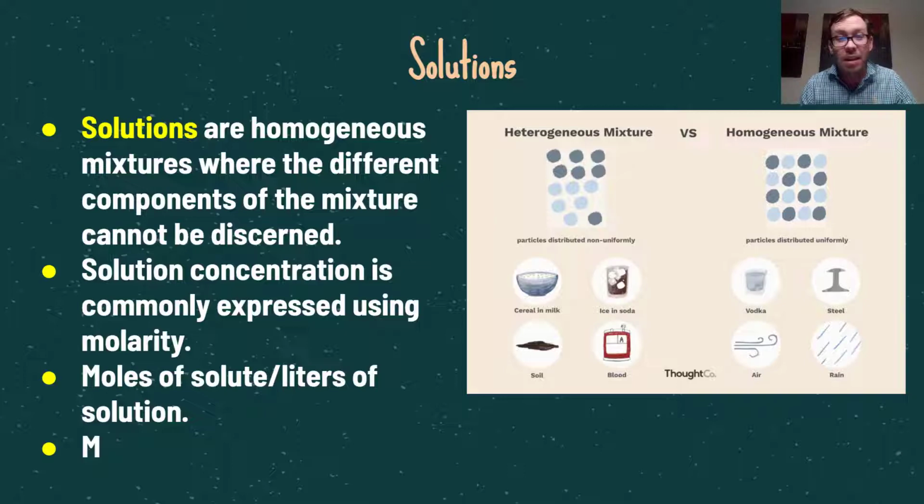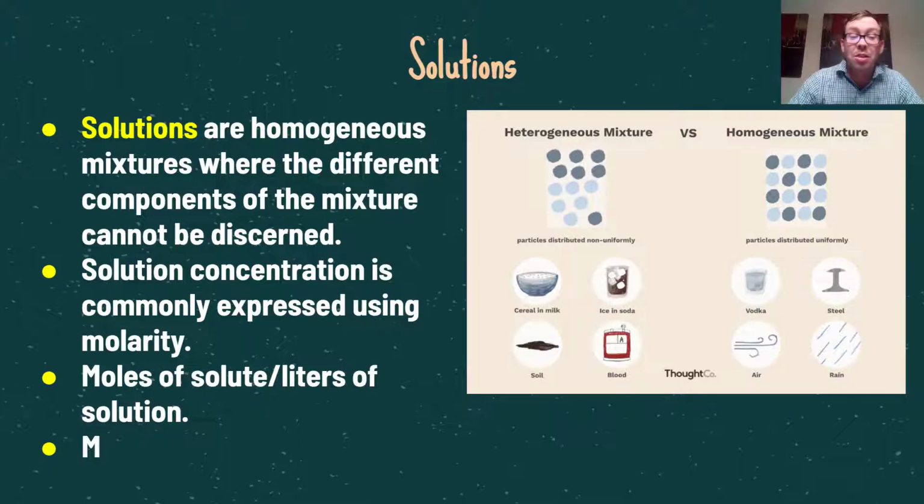So for example, vodka here is about 40% alcohol. Don't ask me why I know that. But a lot of vodka is just water. And so it is a homogeneous mixture because you can't discern the alcohol from the water. Steel is another example of that. Steel is a homogeneous mixture of iron and carbon. You can't discern the individual iron and carbon atoms as a part of that.